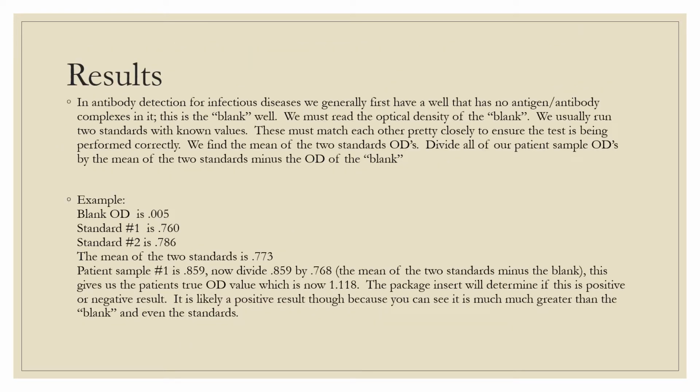When we're doing an ELISA procedure, we want to look for an optical density that's higher than the reference sera. In antibody detection for infectious diseases, we generally first have a well that has no antigen or antibody, and that's called the blank. We must read the optical density of the blank, and then we usually run two standards and come up with the average of both those standards. We find the mean of the two standards' optical density and divide our patient sample optical density by the mean of the two standards minus the optical density of the blank. There's an example below, and that determines how you can see if the patient's wells are positive for antigen or antibody.